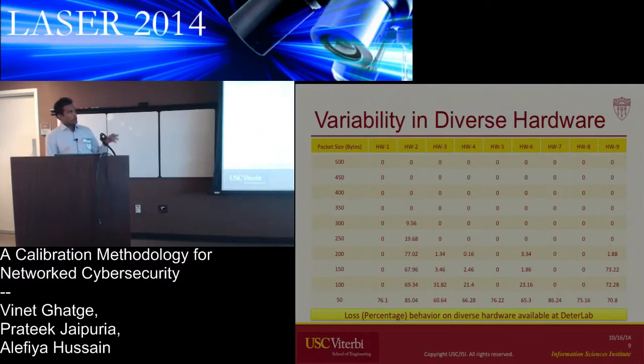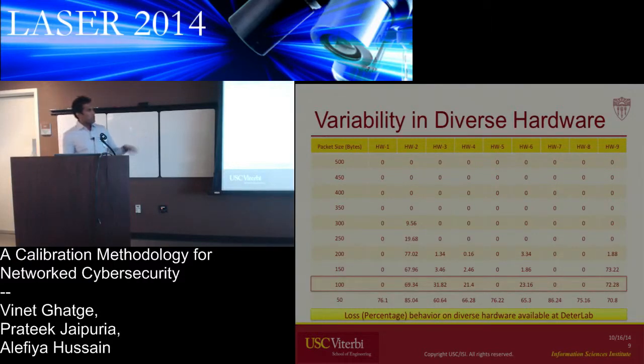But what I want you to focus on is this particular row with 100 bytes per packet. This is what we used to do the cyber physical system experiment emulating the attack scenario. And as we see, some of the machines available at Data Lab show 0% loss at 100 bytes per packet, and some of them show huge amounts of losses. And this is probably what hurt us. We got one machine one day and some other machine the other day.